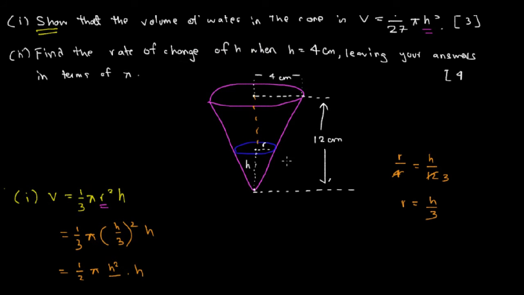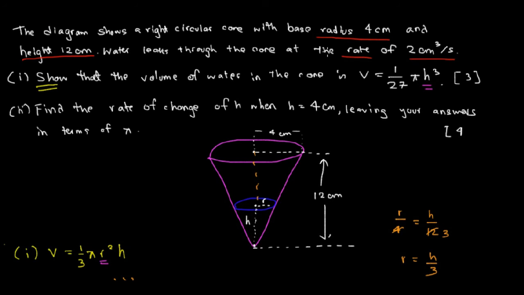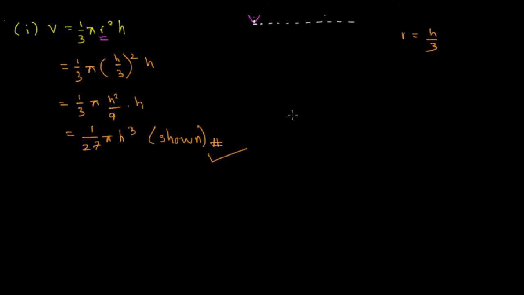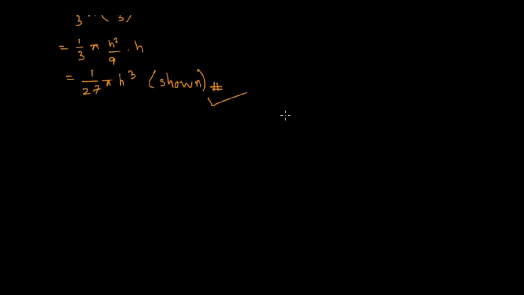In the second part, they say find the rate of change of h when h is equal to 4, leaving your answer in terms of pi. So they gave us some information, but what we need to find is the rate of change at the point when h is equal to 4. So how do we do that?